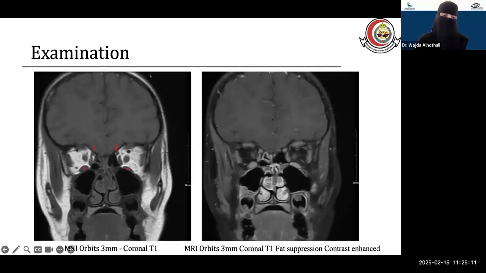The first image is a T1 coronal MRI, and the second image is a T1 fat suppressed contrast enhanced MRI. You can see a discrepancy in size between the superior oblique on the right and left, where it's significantly smaller on the right side, and the inferior rectus on the right side is slightly larger, or quite large, compared to the left eye.